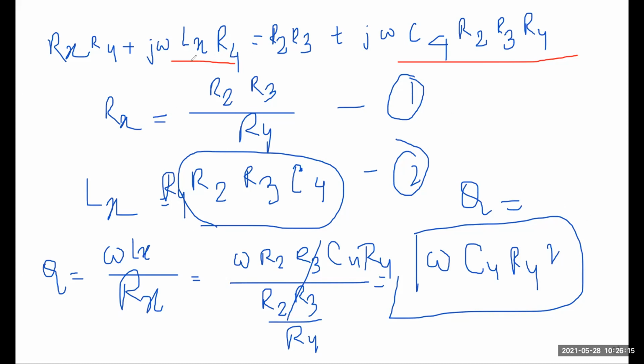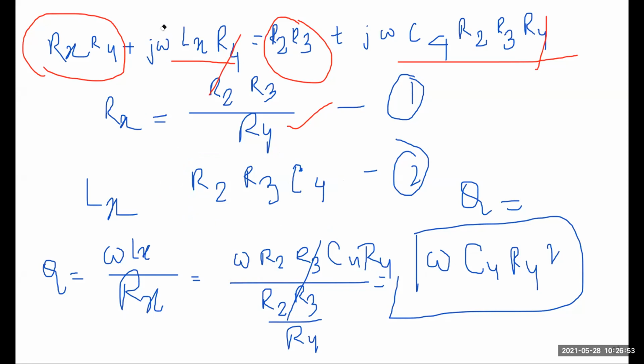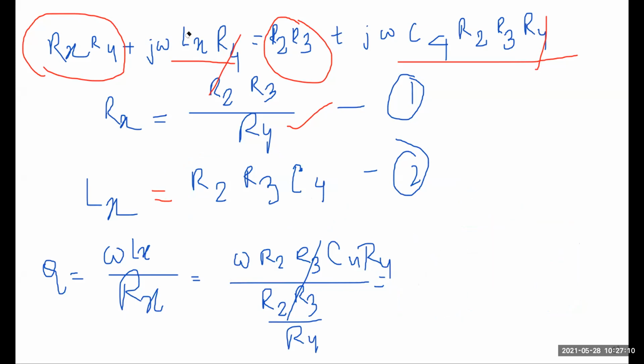Ma'am, only R2 R3, so Rx will become R2 R3, right? Wait, why would Rx be R2 R3? This is Rx R4 and this is R2 by R3; equate these two and Rx is fine. And this j omega Lx R4, here R4 will cancel out. Yes, then it is right. So I did the right thing, you are confusing me. Here also R4 is not required, so it will cancel out.